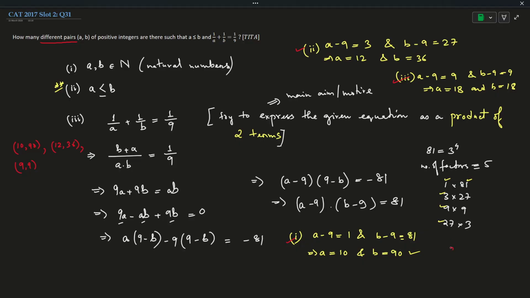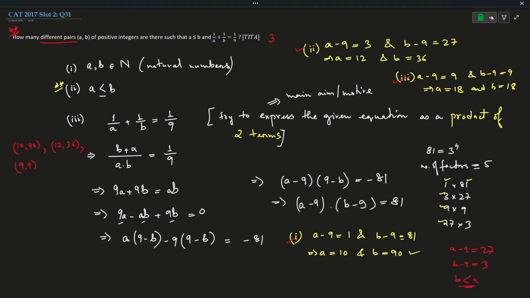Now a minus 9 cannot be equal to 27, right? If a minus 9 is 27, then b minus 9 will be 3. So here b will be less than a, which is not valid. So there are three different pairs. So the correct answer will be 3, guys. A very good question, guys. I hope you have understood the logic behind solving this question.